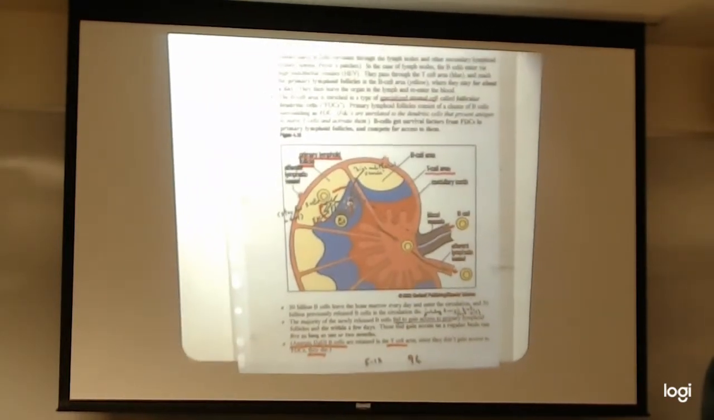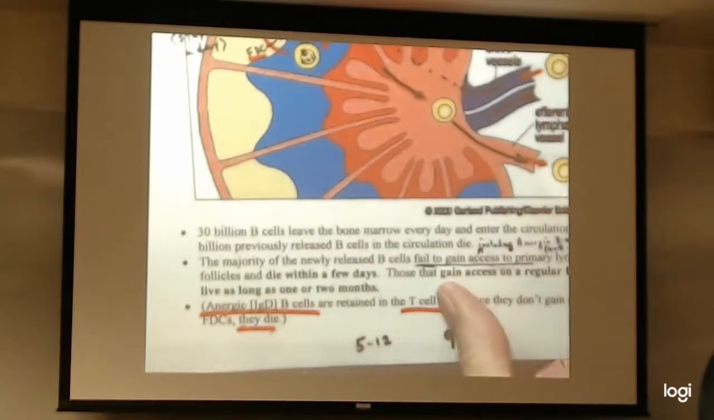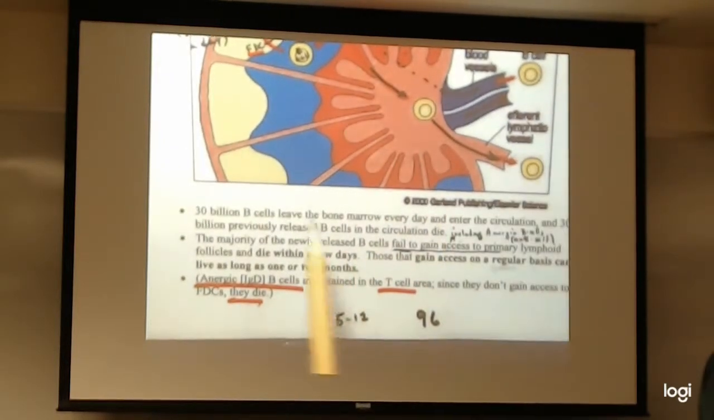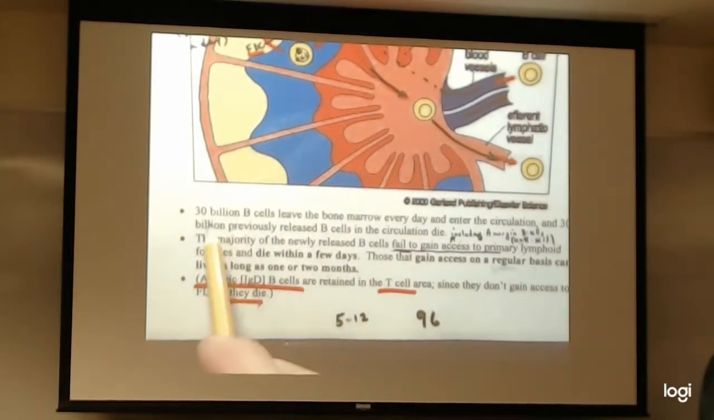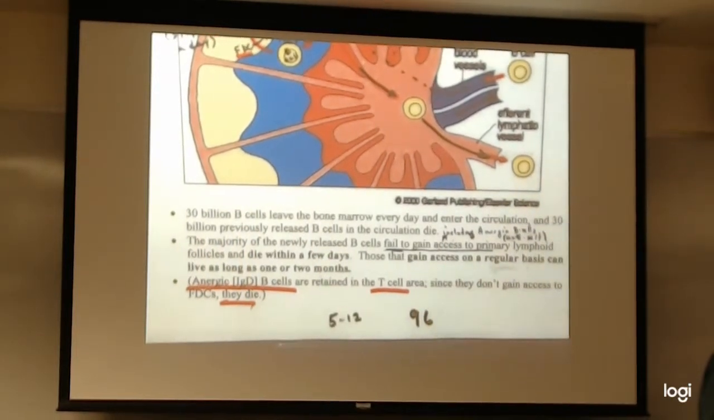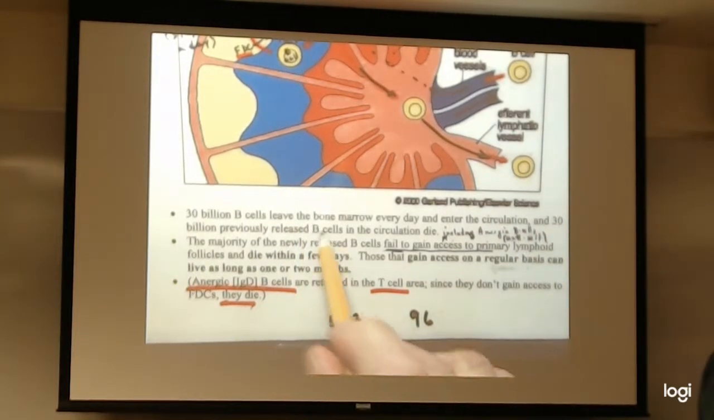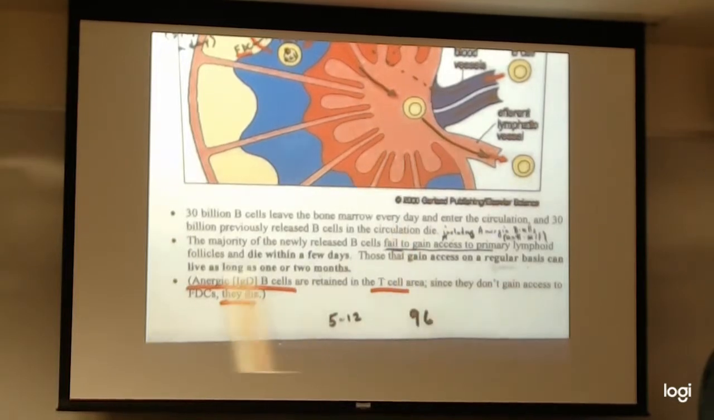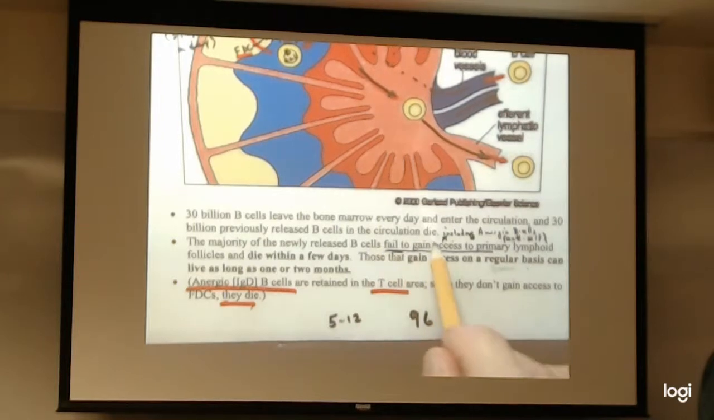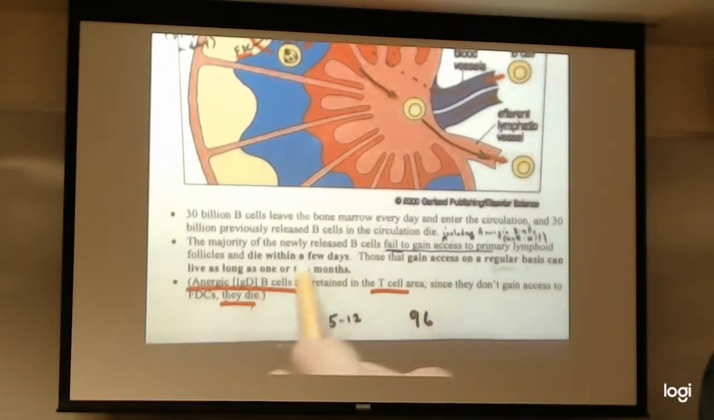Let's zoom in here. So, 30 billion B cells leave the bone marrow every day and enter the circulation. And 30 billion previously released B cells die. Okay. The majority of the newly released B cells fail to gain access to the primary lymphoid follicles and die within a few days.